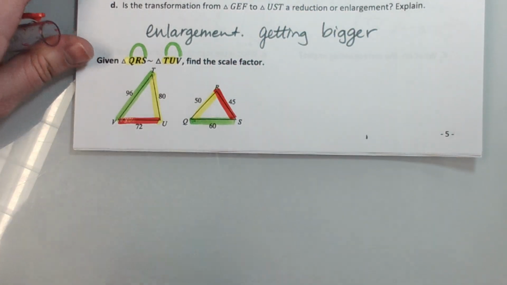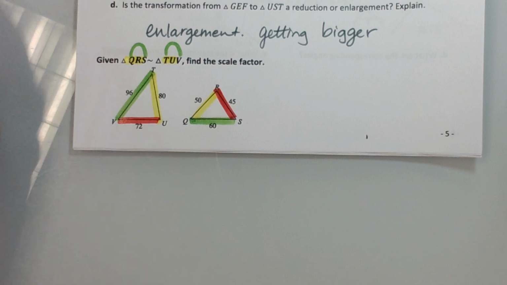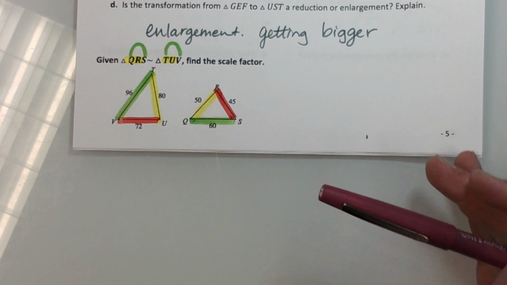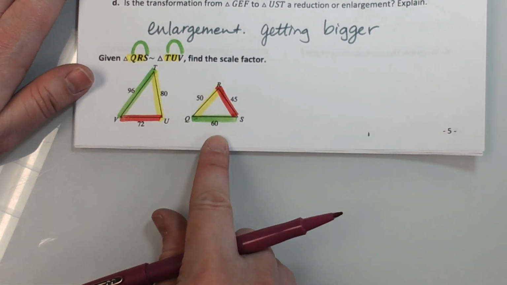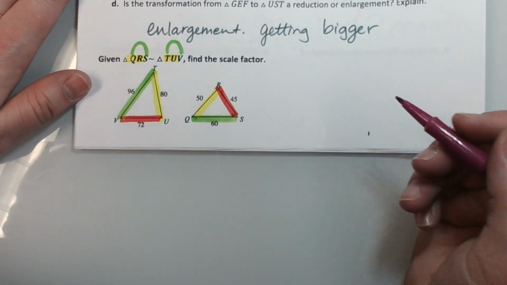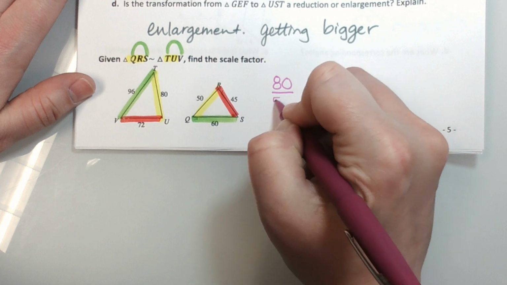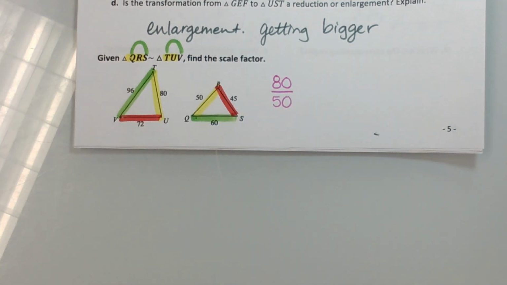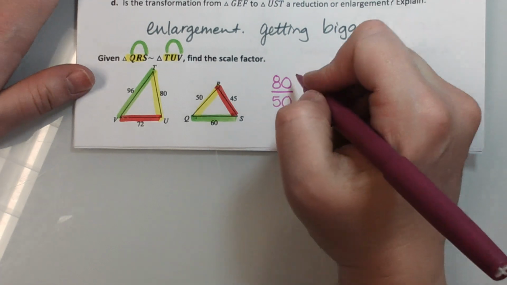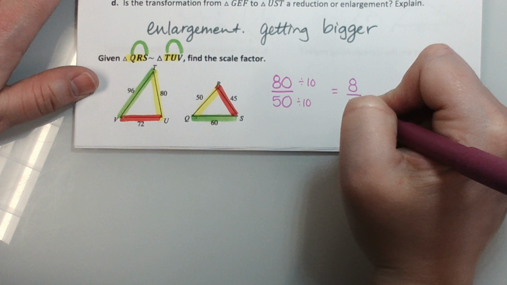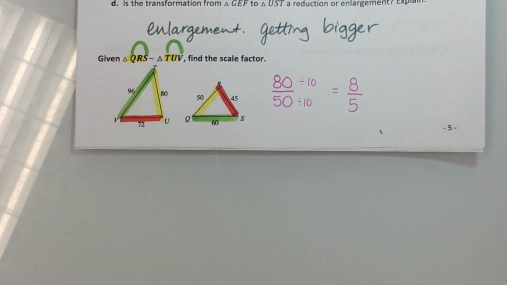Pick any side length to work with. Which side looks the nicest to work with? Ooh, not 80 and 60. 80 and 50. Okay, pick one to go on top. Let's say I want 80 on top, 50 on bottom. What do 80 and 50 both divide by? 10, they end in a 0. And I get 8 over 5. Had you put it 50 over 80, you would have gotten 5/8, because the scale factors are reciprocals of one another.